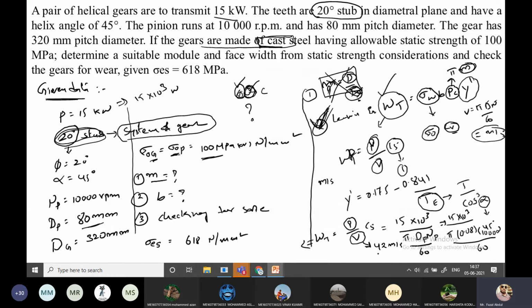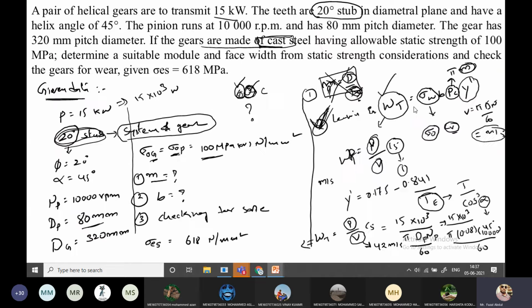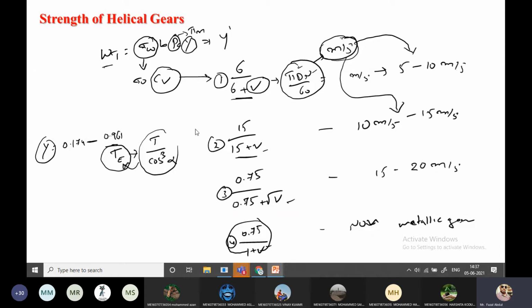Now see here, so sigma naught into Cv. Cv is a velocity factor. So for velocity factor, how many equations we have? Just I am revising this one. See here in this slide, in the strength of the helical gear, Cv value we have. Cv number 1, 6 by 6 plus V, number 2, number 3, number 4. So among the 4 equations, which one is suitable for this particular problem? Tell me which one is suitable.